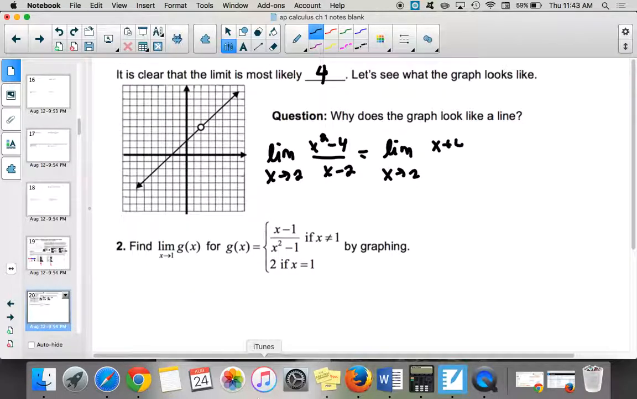I can factor into x plus 2 times x minus 2 all over x minus 2, and these go away. That was what was making it undefined. That's why I was getting 0 divided by 0 when I plugged in 2 before. But now that those are gone, can I plug in 2 to x plus 2 and get a number out? What number do I get? 4. It's magic. So a lot of times these limit tricks are going to involve factoring, or we can change our equation around by getting common denominators and so on.